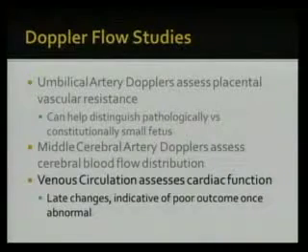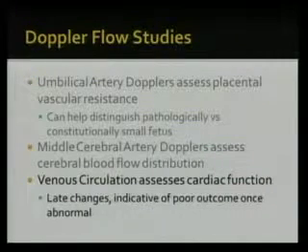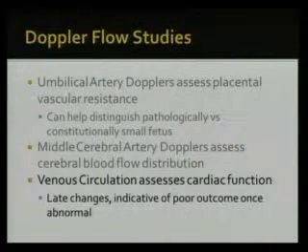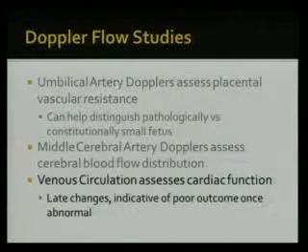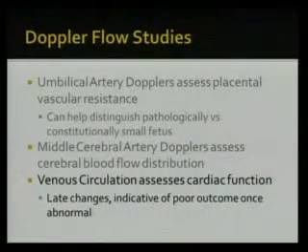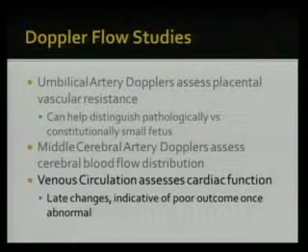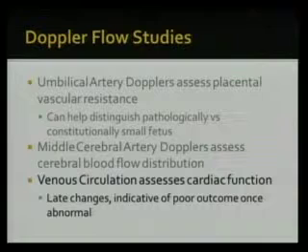The third Doppler flow study that we can look at is venous circulation. This looks at the flow in the venous circulation and is measured at the ductus venosus and the umbilical vein. We know that abnormal waveforms show a progressive change, much like the umbilical artery Dopplers, and you can see an abnormal waveform in an absent or reversed A wave, and that is an ominous sign that is also correlated with impending acidemia and death within 7 days. So it's a pretty significant thing.